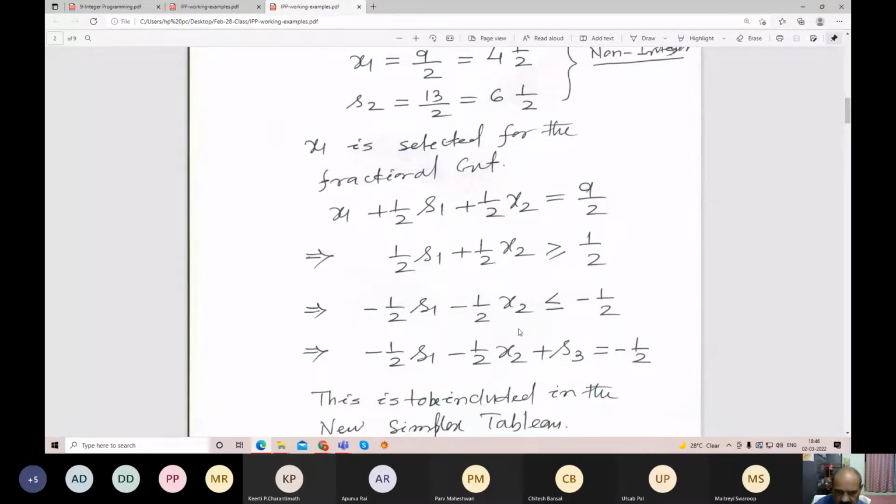Here, we are using the first one, let us say: minus half x1 minus half x2 is less than or equal to minus half. The right-hand side is negative, so we introduce another slack variable called s3: minus half x1 minus half x2 plus s3 equals minus half. And once you have established a cutting plane, this has to be included in the previous table.